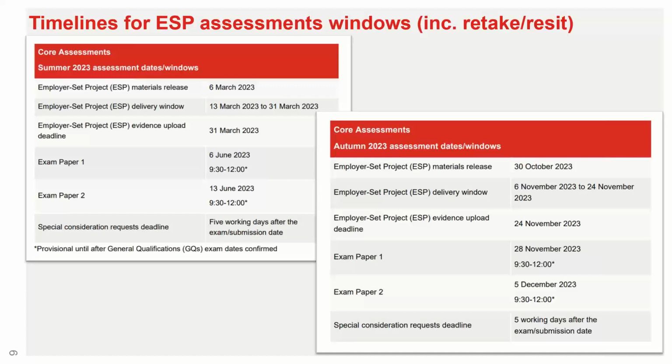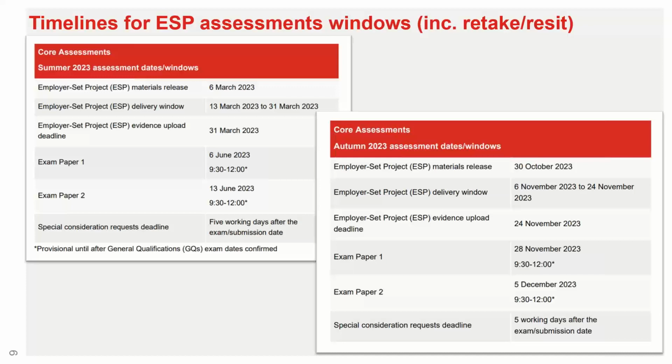Moving on to the autumn series, again, exactly the same sort of structure and it follows the same procedure. All the centres, if they register learners for the autumn series, will get the materials released to them on the 30th of October. The assessment window opens between the 6th of November and the 24th of November. Deadline again, 24th of November, and that is the date when all evidence has to be uploaded. Exam paper 1 is on the 28th of November, and exam paper 2 follows a week later on the 5th of December.